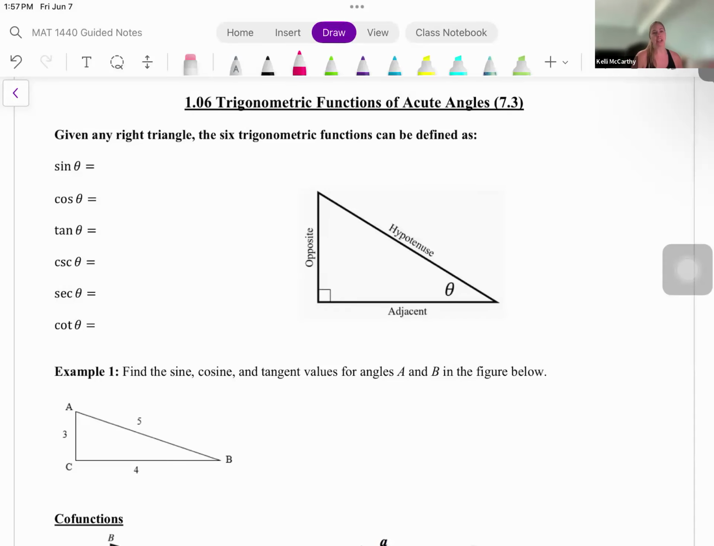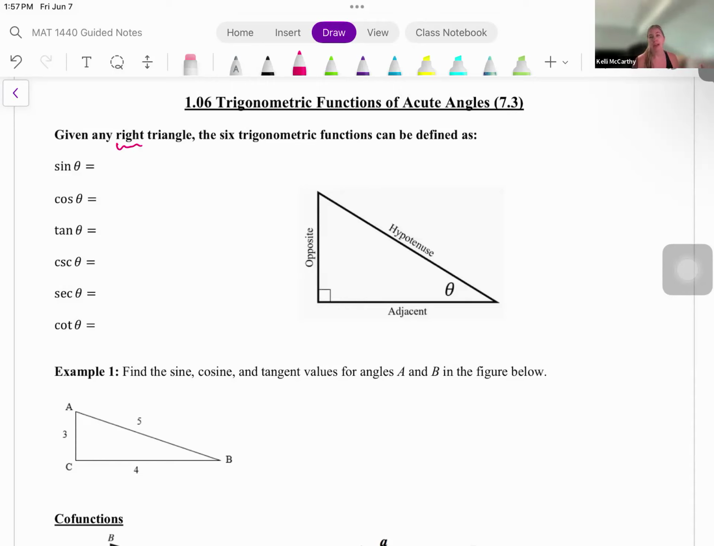In this video, we're going to be looking at trigonometric functions of acute angles. To begin, we're going to start looking specifically at right triangles. So we have a right triangle here with one of our angles. It's not the right angle.